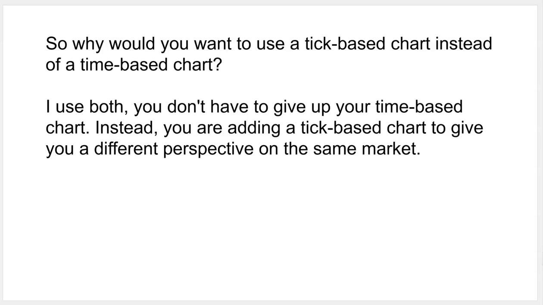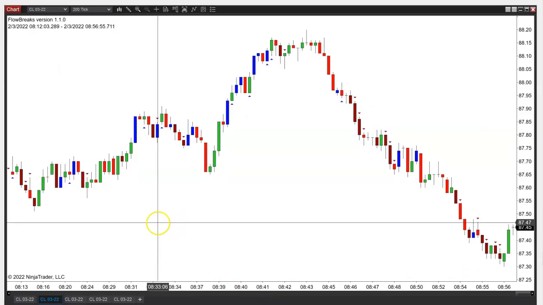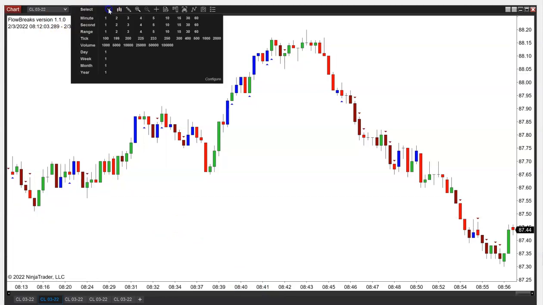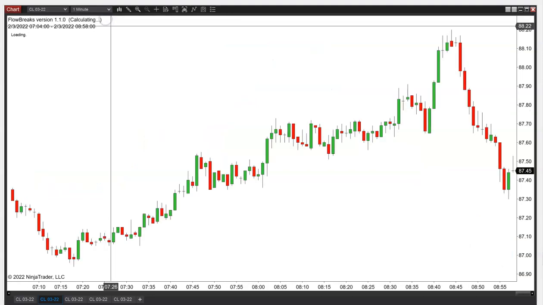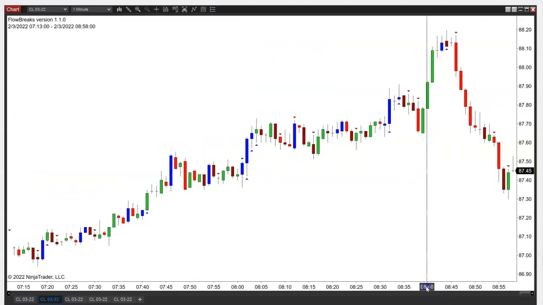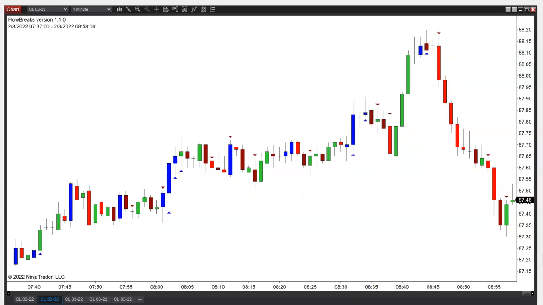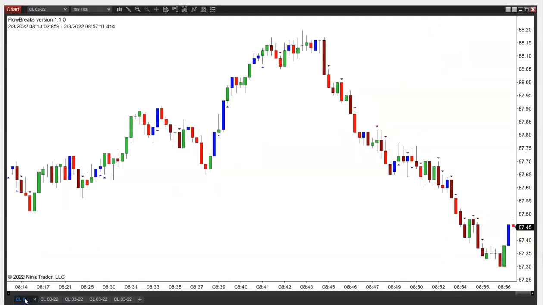Add a tick-based chart to give you a different perspective on the same market, because even though you're looking at this, your crude oil, right? Your tick chart. If you have a minute-based chart, obviously it's going to look much different, right? And you do have the sell here. It's just giving you a different perspective on the same market, all right?